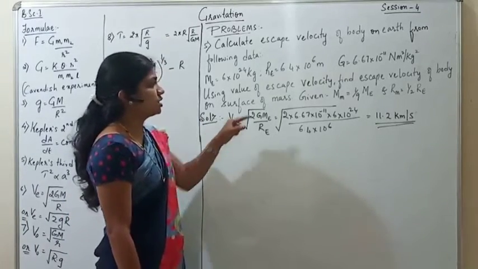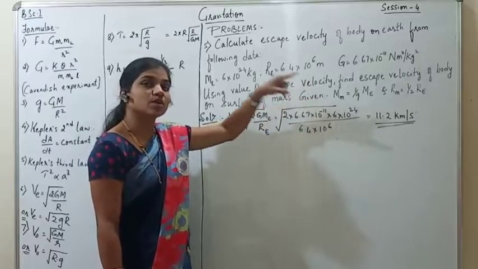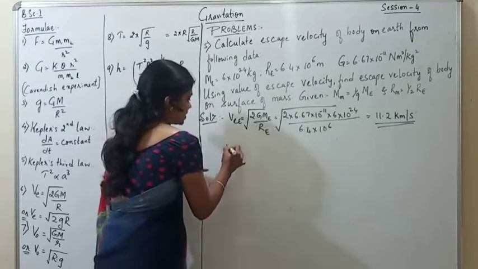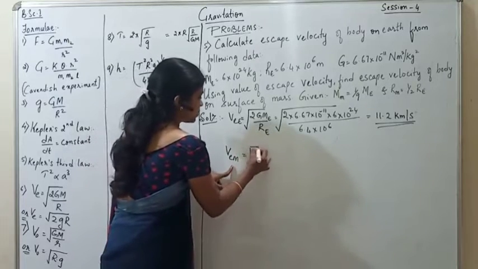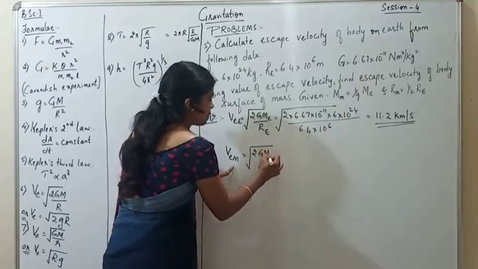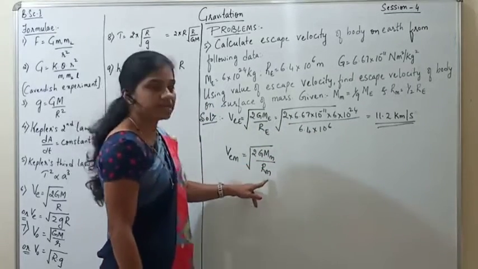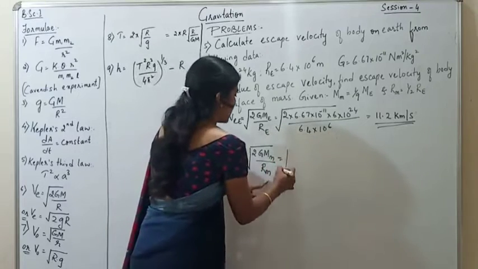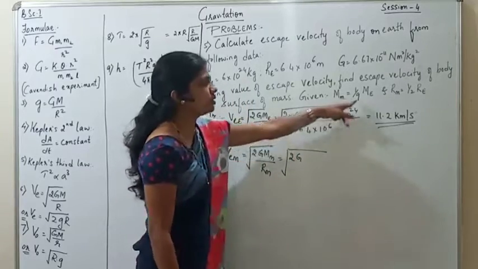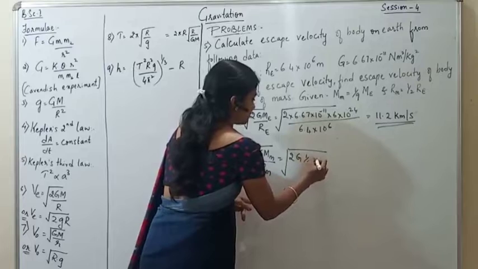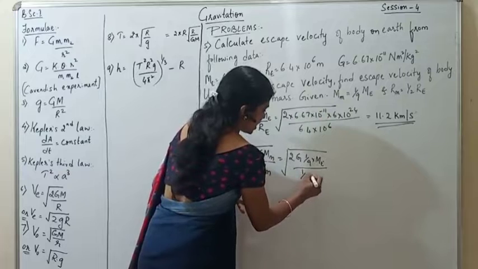Now we have to use this escape velocity to calculate the escape velocity of the body on Mars. So the escape velocity on the surface of Mars is going to be square root of 2G Mm upon Rm, that is the mass of Mars and radius of Mars. So I can write it as 2G. What is Mm equal to? 1/9 of Me, divided by Rm, which is half of Re.